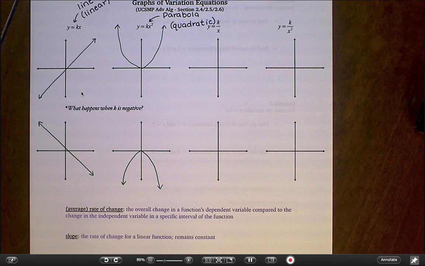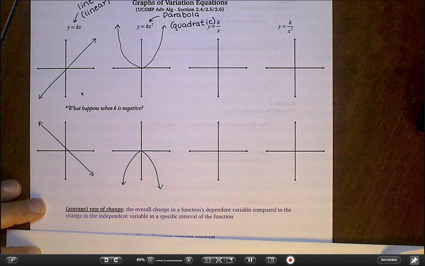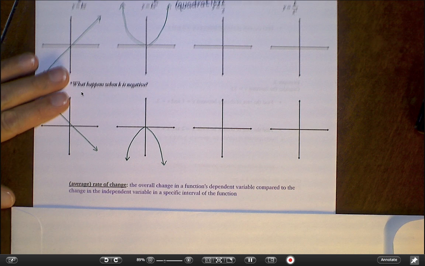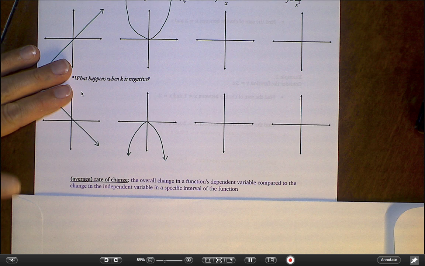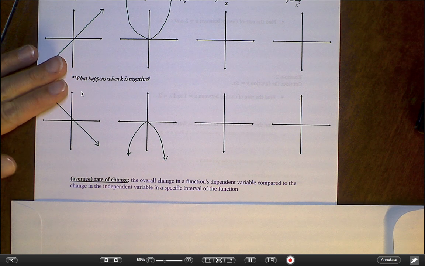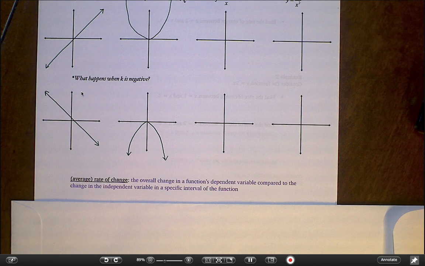So a couple of things about these functions we need to talk about today. First one is average rate of change, which you'll see down there at the end of the screen. Actually, I'm going to do this for now. I know it might make you mad, but I want to talk just about rate of change for a second. Average rate of change is the overall change in a function's dependent variable compared to the change in the independent variable on a specific interval of the function. That sounds like a lot of words. I'm going to boil it down here for you quick. By the way, if you need time to copy down that definition, feel free to pause the video.